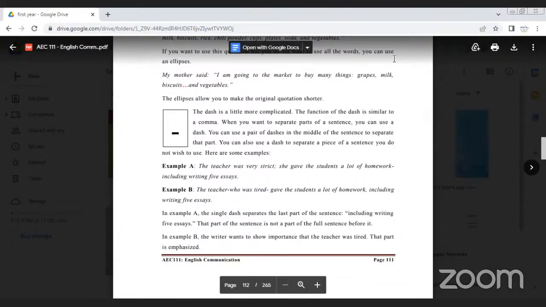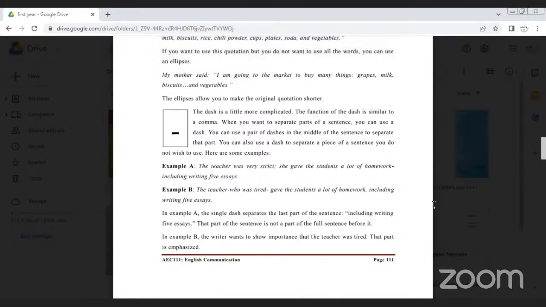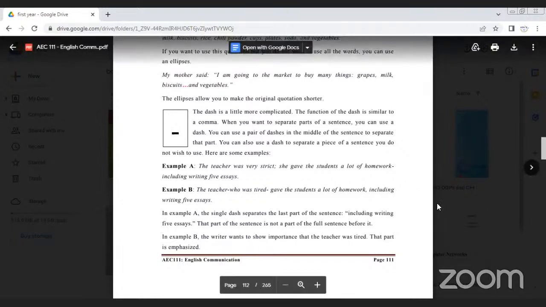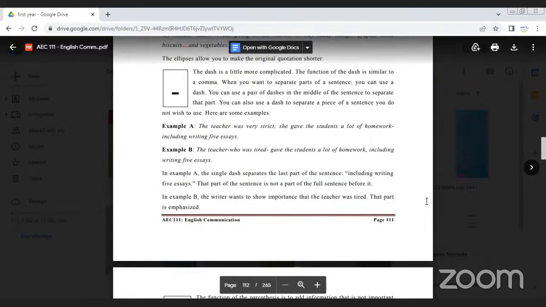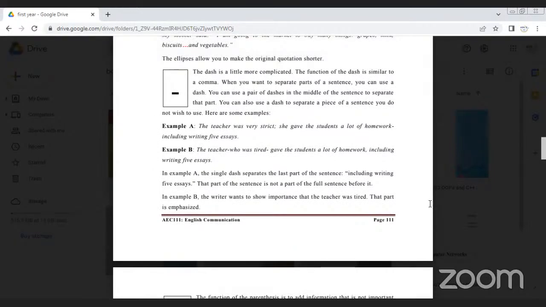Here are some examples. Let's see. Example A: The teacher was very strict, comma, she gave the students a lot of homework, dash, including writing 5 essays. Okay, let's see another example, B: The teacher, dash, who was tired, dash, gave the students a lot of homework including writing 5 essays. Okay, full stop.